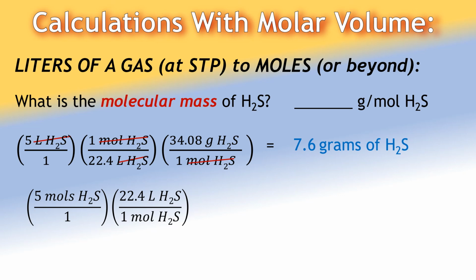This last problem is much simpler. And the reason it's simpler is because instead of dividing, we simply multiply. So if you're given moles of a gas instead of liters, you just use the molar volume and you simply multiply across. The moles cancel and your answer will automatically be in liters.